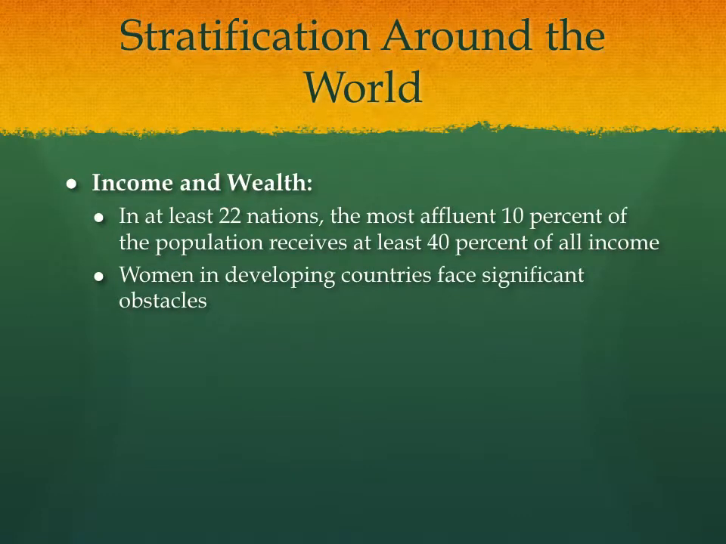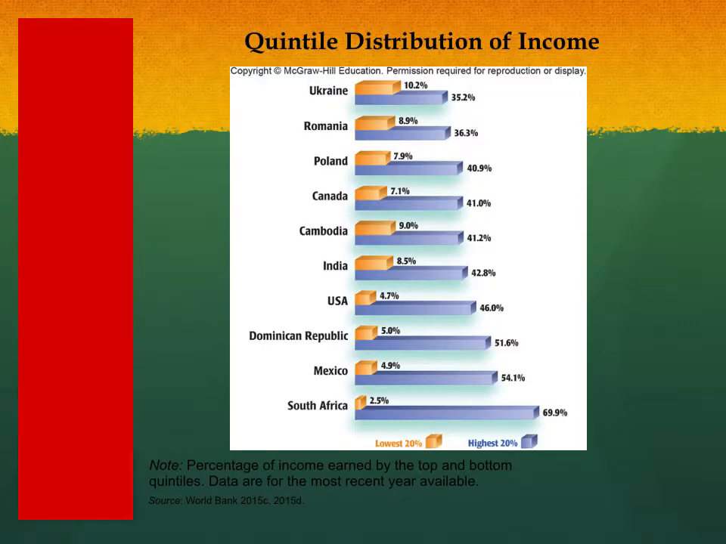So when we think about stratification around the world, in at least 22 nations, the most affluent 10% of the population receives at least 40% of all the income, and what we know is that women in developing countries face really significant obstacles. They're often prohibited from having equality in education, equality in employment. In some nations, women still are prohibited from voting, and so women are not having the same access to employment opportunities and income security. And so here are some examples. This is again from 2015 World Bank data, and it's looking at the lowest 20%, how much share of income they have as compared to the highest 20% of the population.